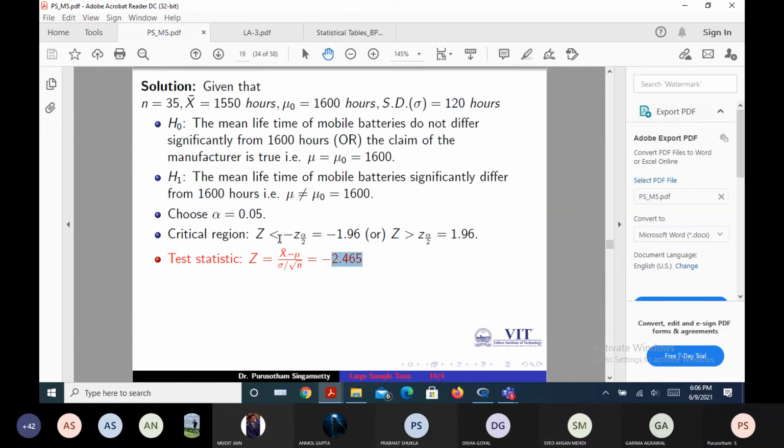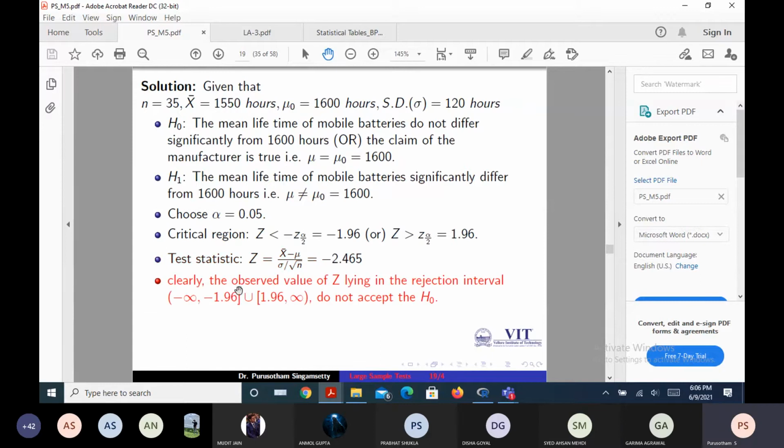So is it falling in the critical region? Yes, sir, it is falling. It is fine. When it is falling, you are going to reject the null hypothesis. Clearly, the observed value of z lies in the rejection interval minus infinity comma minus 1.96 union 1.96 to infinity. Therefore, you do not accept the null hypothesis, or you reject the H naught. Once you reject the H naught, you are going to favor the alternative hypothesis H1.